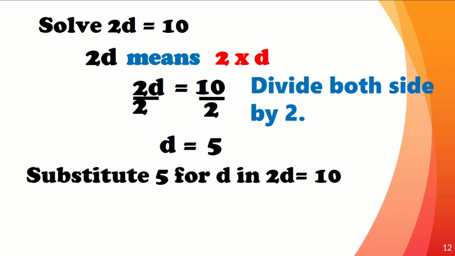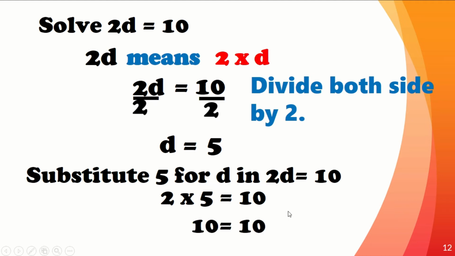So, to check, let's substitute 5 for d in 2d equals 10. So, 2d will become 2 times 5 equals 10. So, 10 equals 10. So, it means your computation is correct.